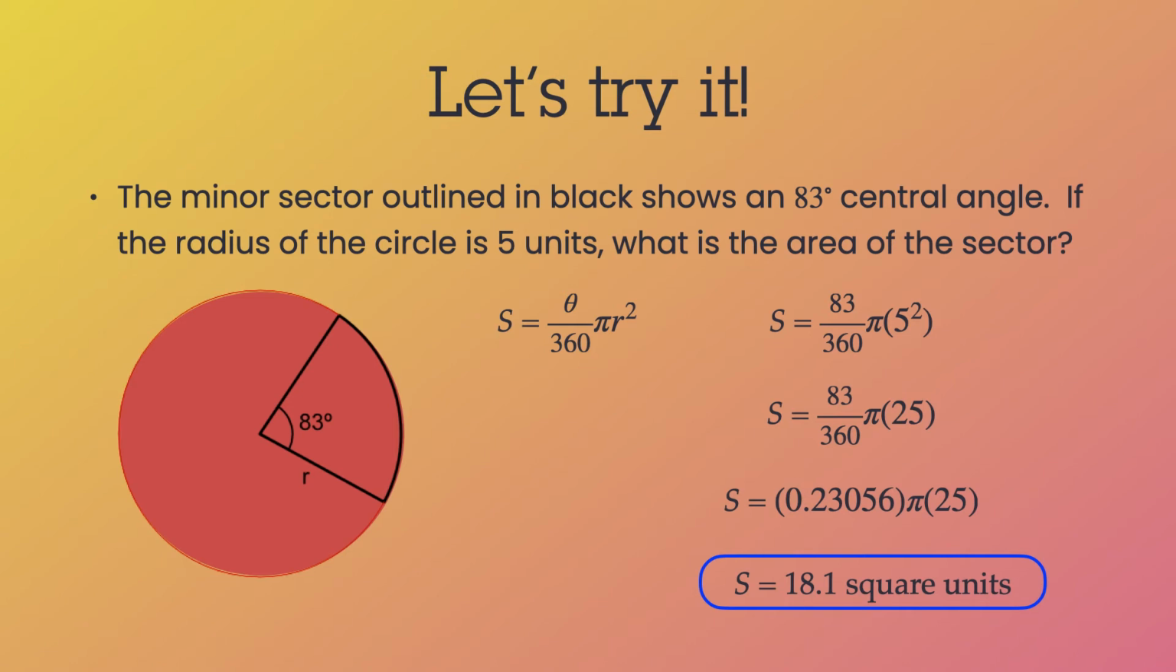That's really all you have to do. Once you know that central angle, you just stick that in the formula, stick your radius in, and as long as you're putting your calculator numbers in the right order, you should be good.